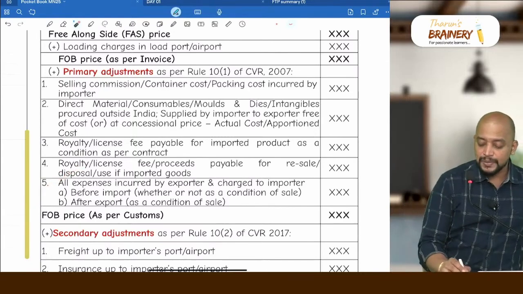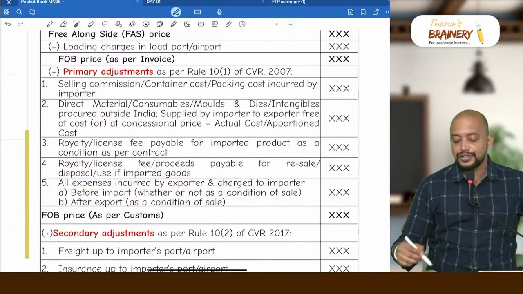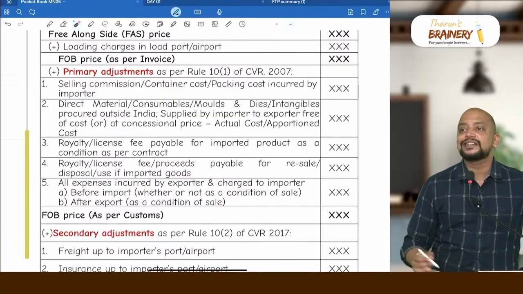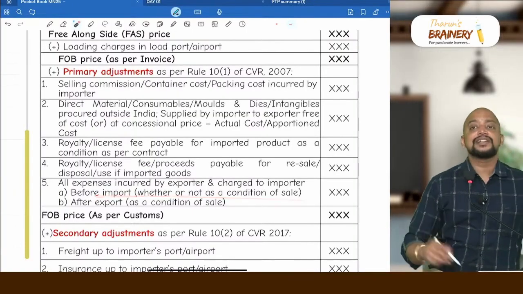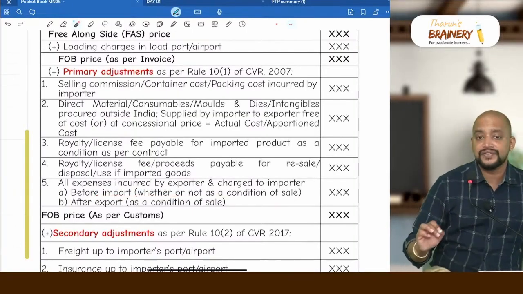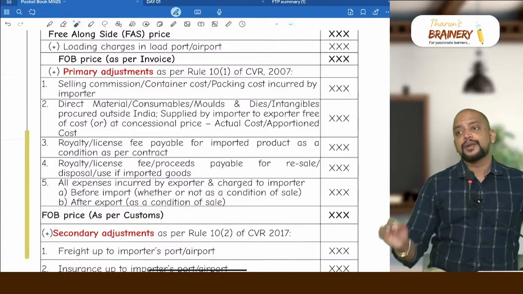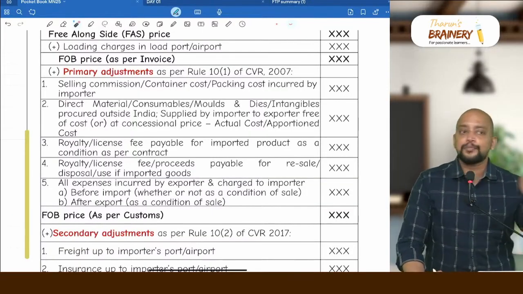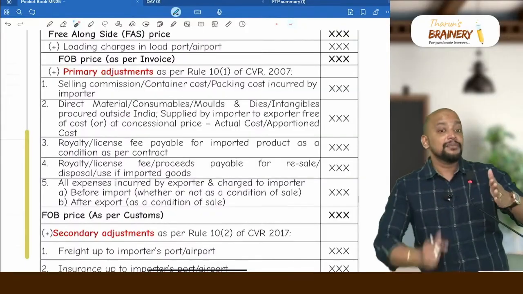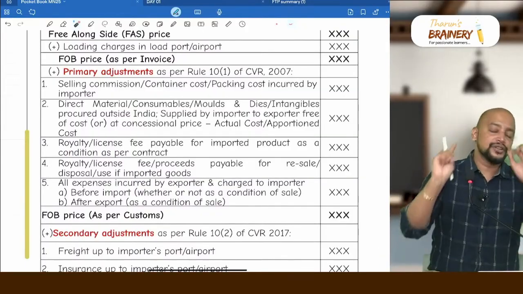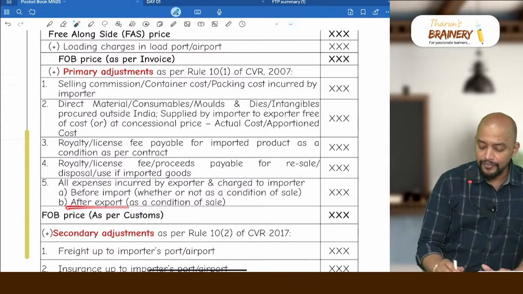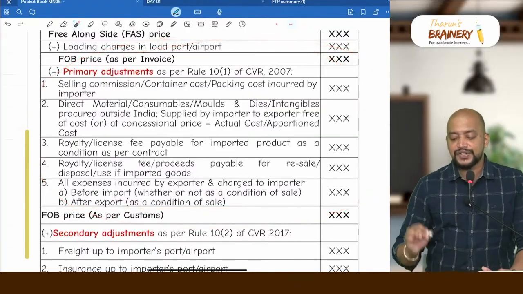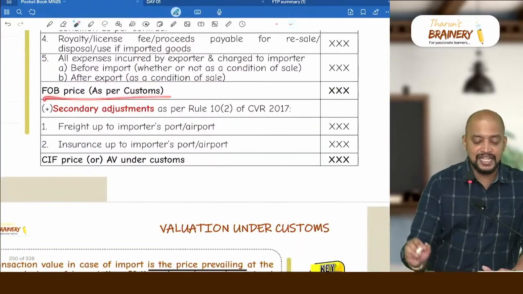Then 5, all expenses incurred by exporter and charged to importer. And these expenses are incurred by the exporter. When he incurred before import, definitely whether it is a condition or not as a condition of sale, it should be included. But after import, example installation charges. These installation charges are payable by the importer to the exporter after import, but it is payable as a condition of sale. So definitely it will be included after export as a condition of sale. These are the 5 adjustments we need to make to get the FOB price as per customs.